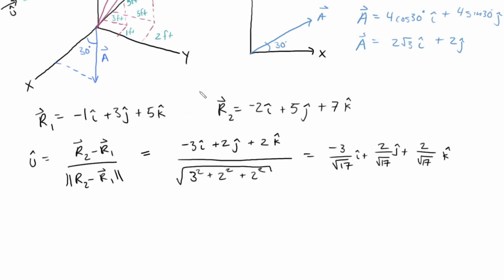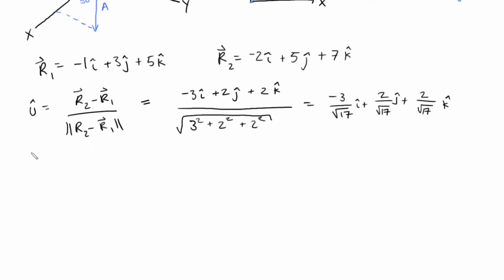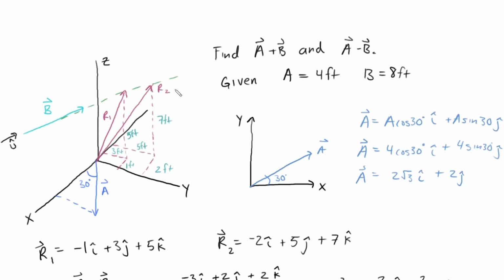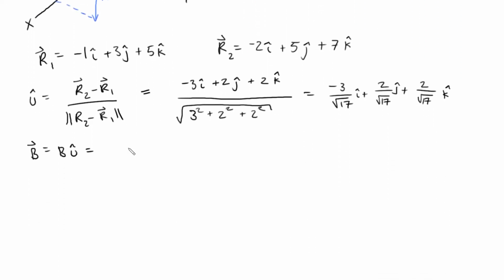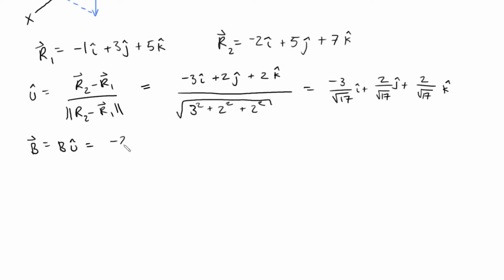So now we could find the vector b by simply writing this. So b we said was 8 feet, so we multiply everything by 8. So it would be negative 24 over 17 i plus 16 over the square root of 17 j plus 16 over the square root of 17 k.